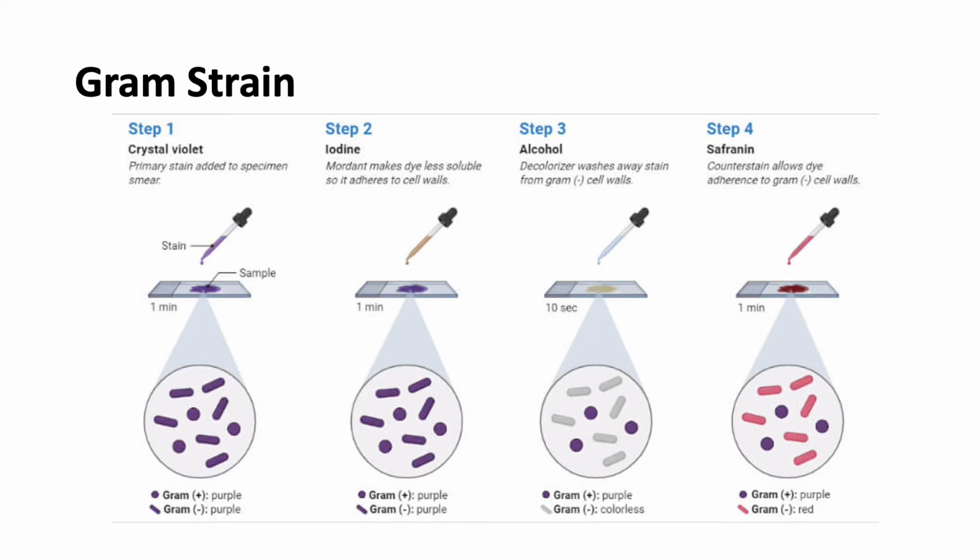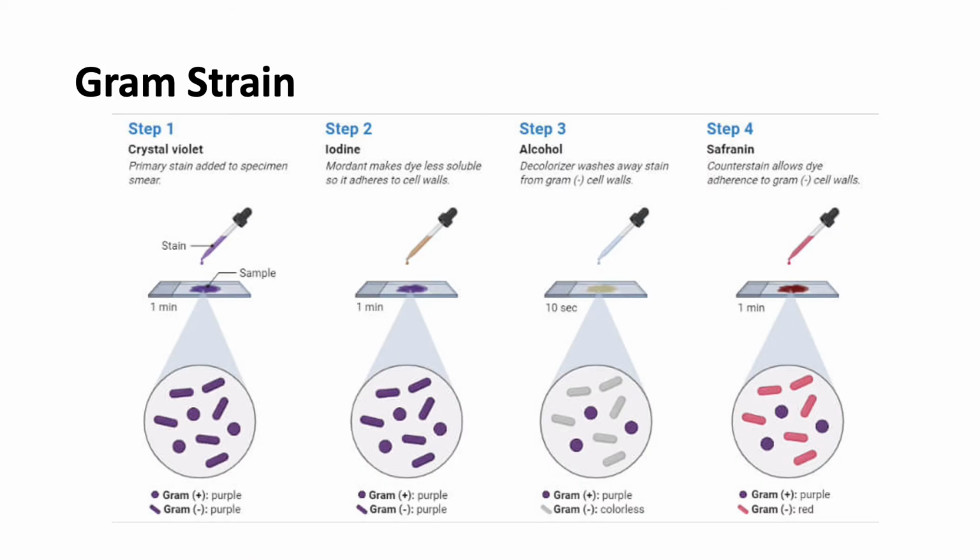Then we will proceed to step 2. We'll add about 5 drops of iodine solution to the culture. Then we let it stand for about 1 minute. Then we wash it briefly with water and shake off the excess. Then we'll proceed to step 3. We tilt the slide and decolorize with solvent, an acetone alcohol solution, until the purple color stops running. Then we immediately wash it off, around 5 to 10 seconds. Then we shake off the excess water.